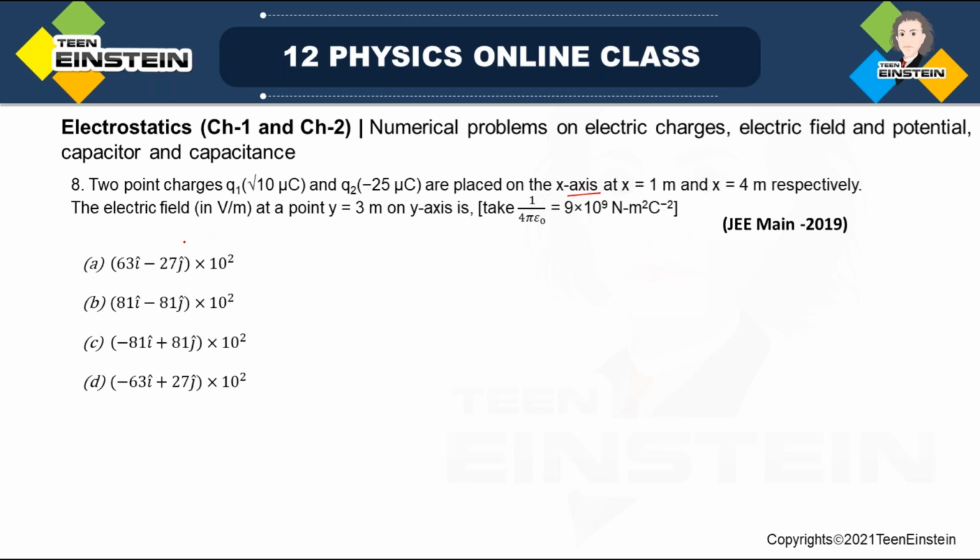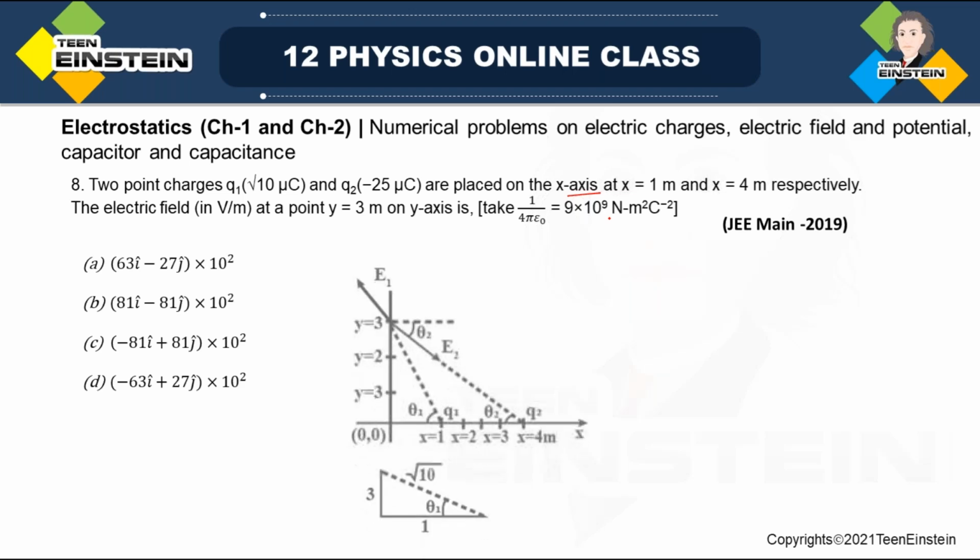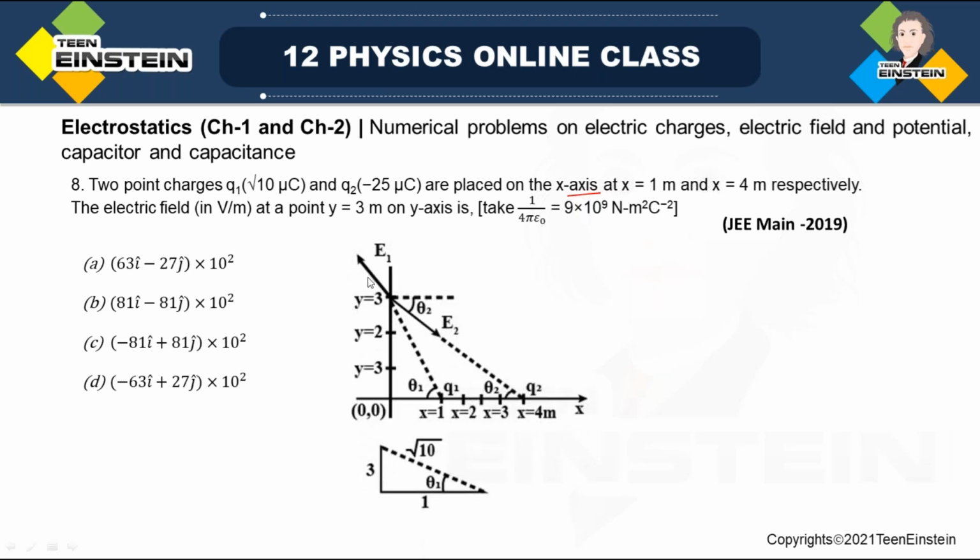Now you have to find out the electric field at any point 3 meter away from the origin along the y-axis, where 1 by 4 pi epsilon naught, this constant you can take as 9 into 10 to the power 9 Newton meter square per coulomb square. Look, we have a schematic over here for the same problem.